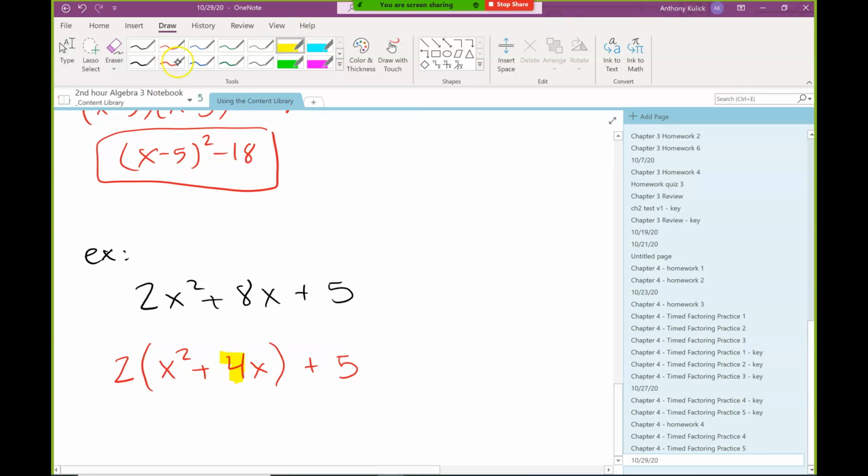Now I'm going to take the 4, that's the x coefficient, divide it by 2 and square it to get 4. Everybody okay with that? Now the question is I have to add and subtract 4. Where do I put the plus and minus 4? Are they going to both go inside the parenthesis, both outside the parenthesis, one in each place? Where should they go?